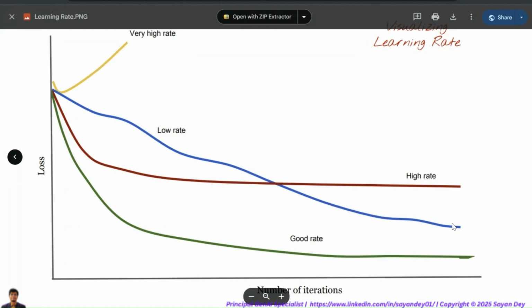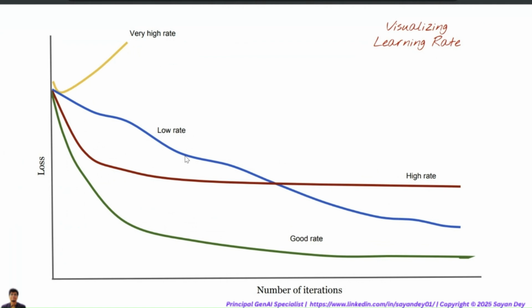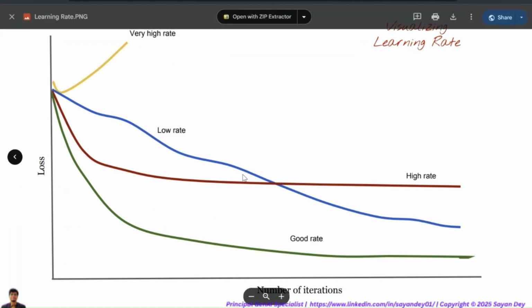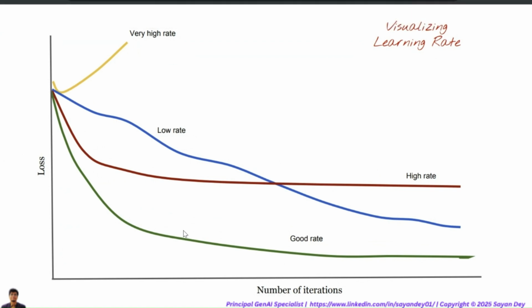Anyways, if you take a very low learning rate, what happens is you are learning very slow. That means the loss will reduce, but it will reduce very, very slowly. The objective of a good learning rate would be something like the green one. And there are ways to plot it out. I'll show you how to plot these things. There are some TensorBoard callbacks we can use to visualize the learning rates and how taking different learning rates changes training.